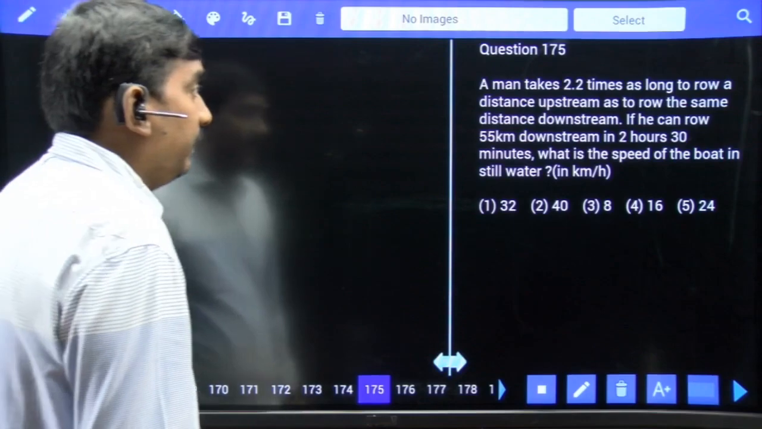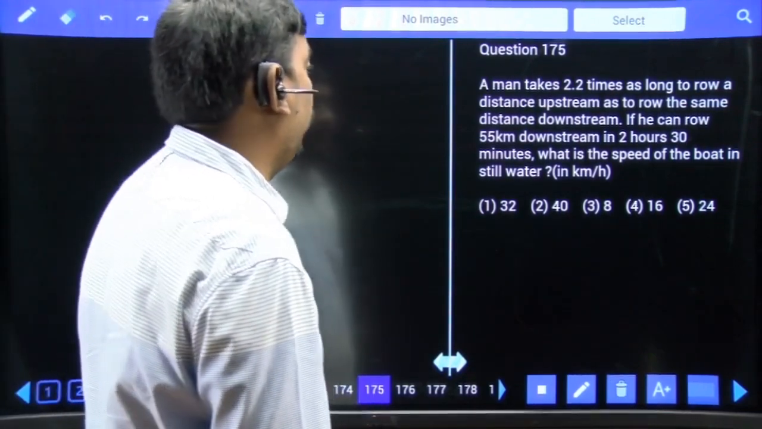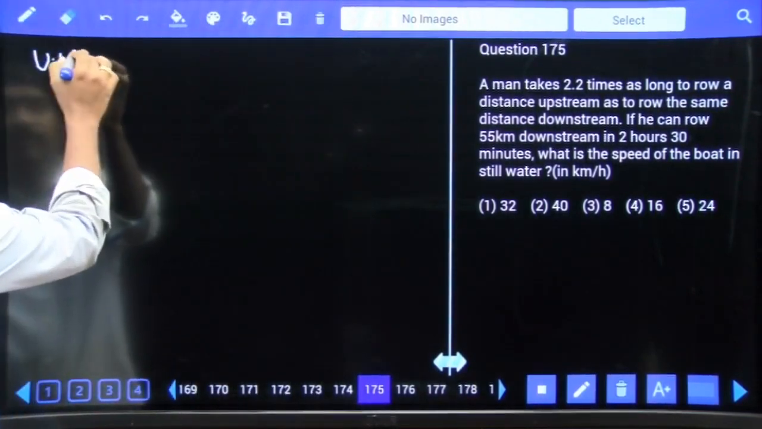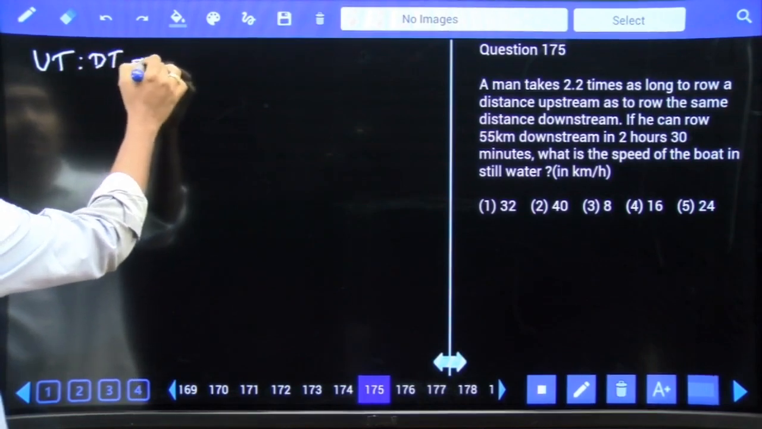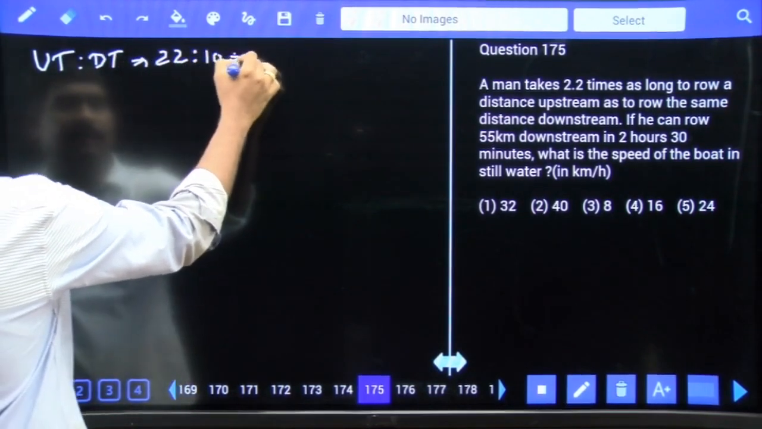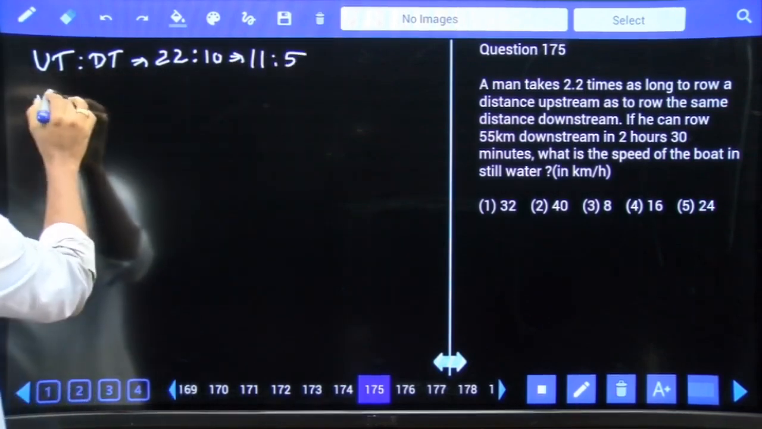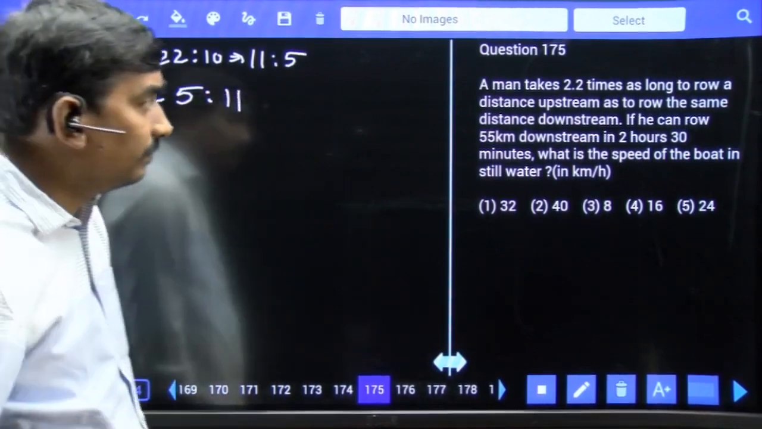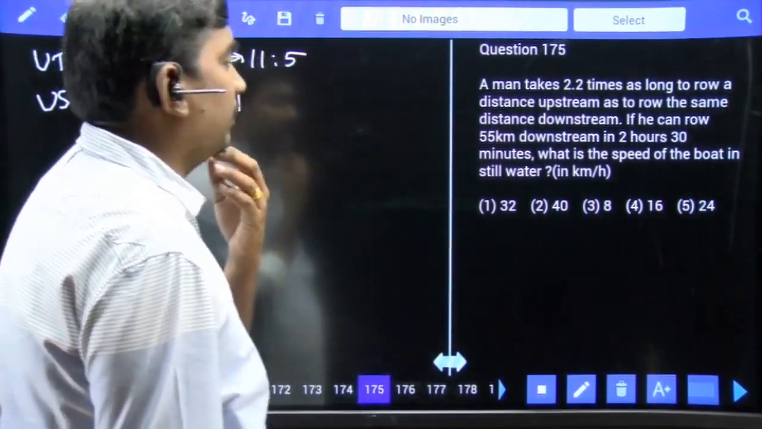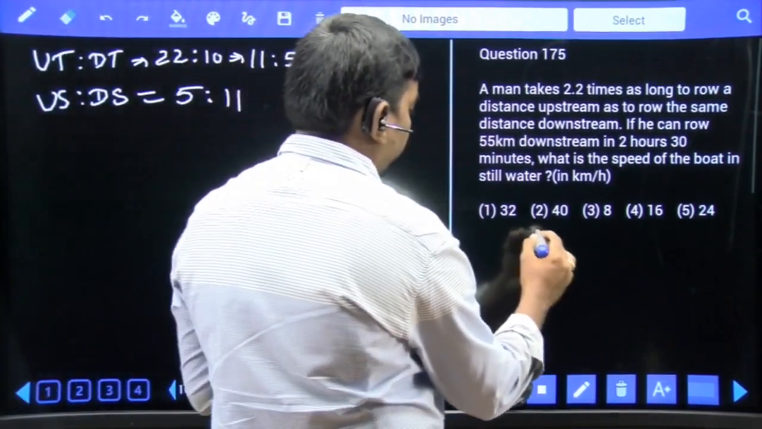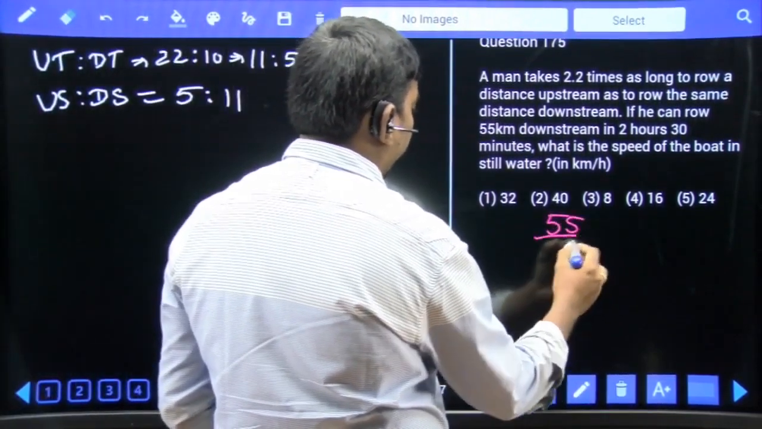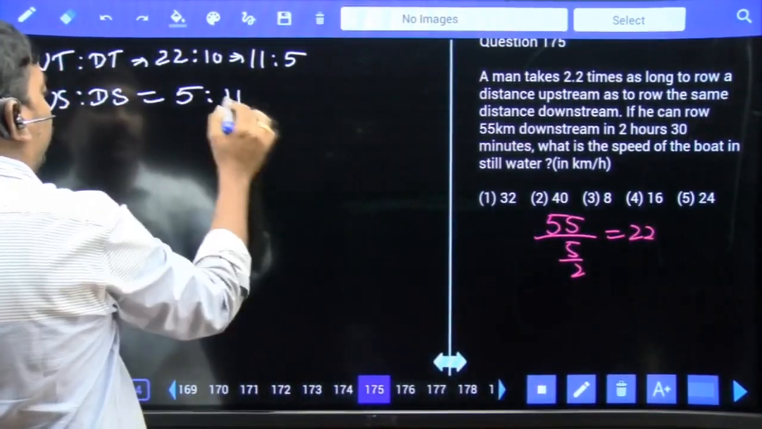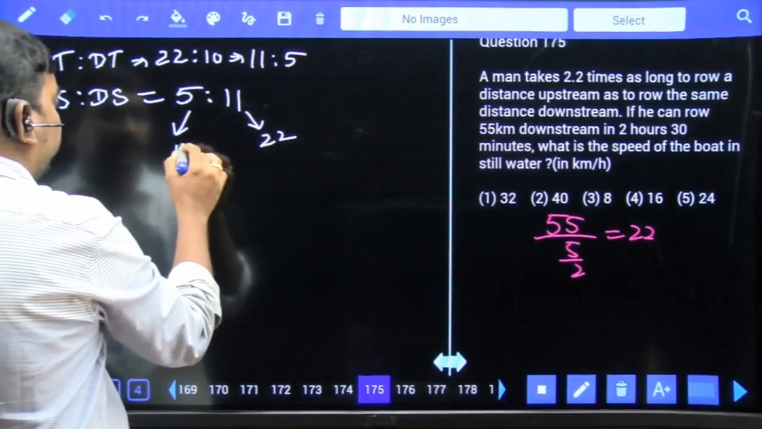Next. A man takes 2.2 times as long to row a distance upstream as to row the same distance downstream. So upstream time and downstream time. 2.2 times means 22:10, which is 11:5. Then upstream speed and downstream speed are in the ratio of 5:11. If he can row 55 kilometers downstream in 2 hours 30 minutes, that is 55 kilometers downstream in 2.5 hours, 5/2, so 22 kilometers per hour downstream. 11 parts value 22, then 5 parts value 10.